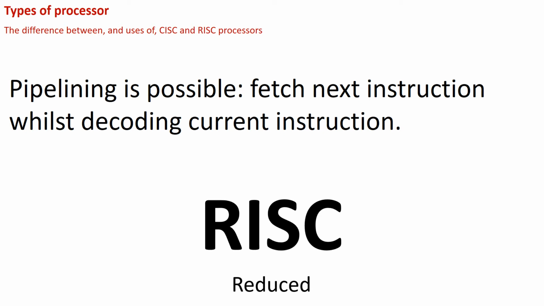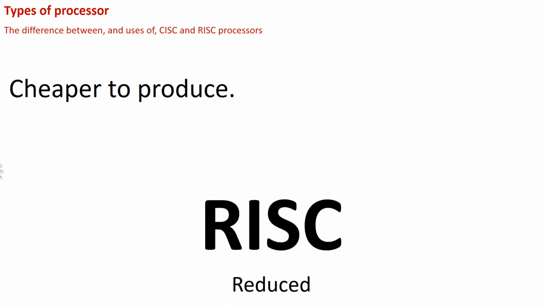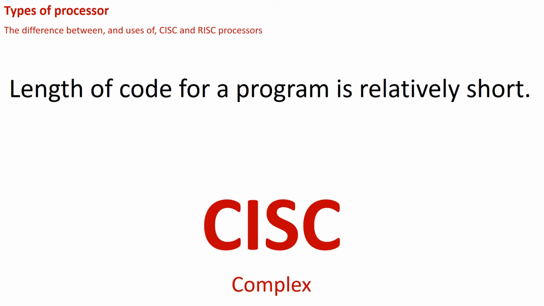What do you think it is? The answer would be RISC. They are cheaper to produce. That would be a RISC processor. The length of code for a program is relatively short. That would be a CISC processor.